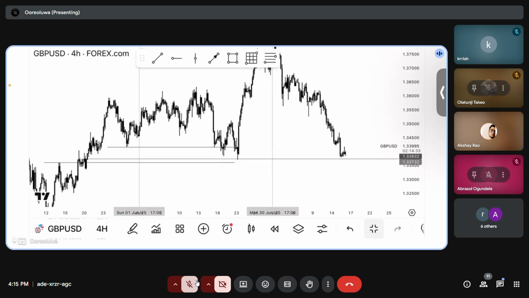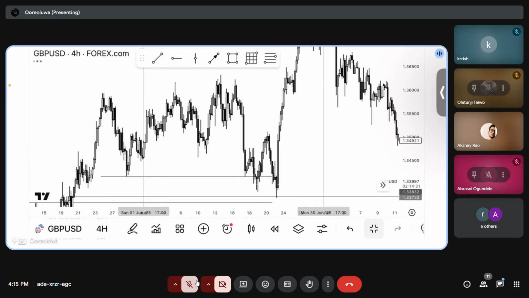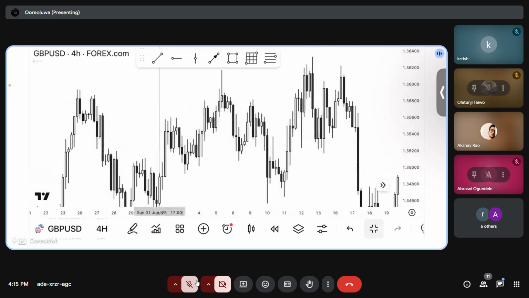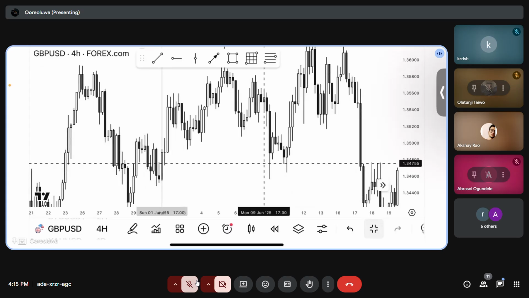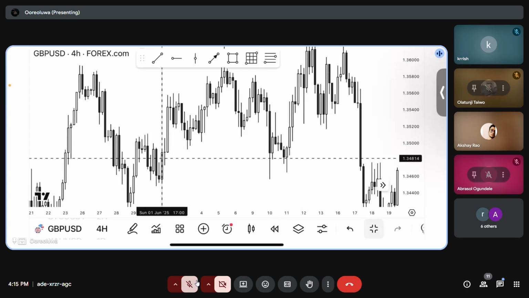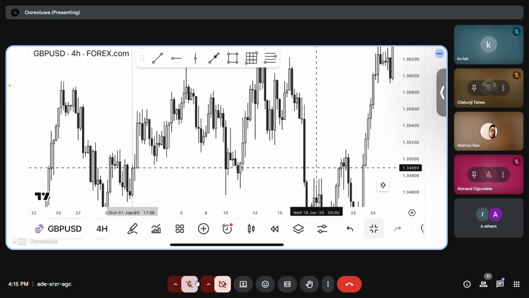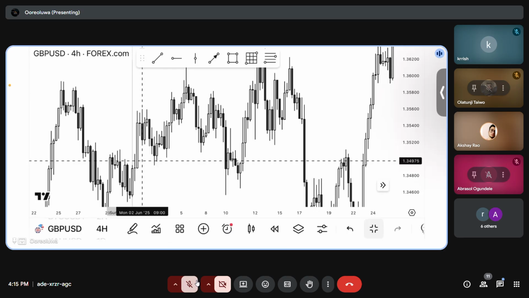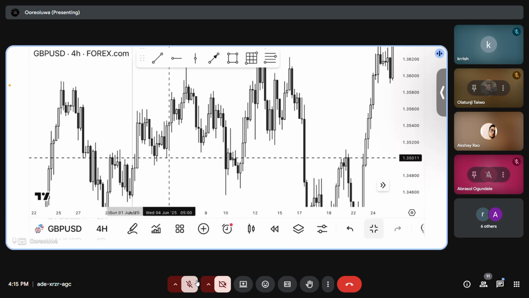Okay, let's go straight into this week. I'll be marking out the opening of the weeks. So this was the first week. You can see I'm not using the weekly candle. I'm using the 4 hour so that I can mark it correctly. This is May. This is June. So the first week, Sunday, you are marking it on the open and closing it on Friday.